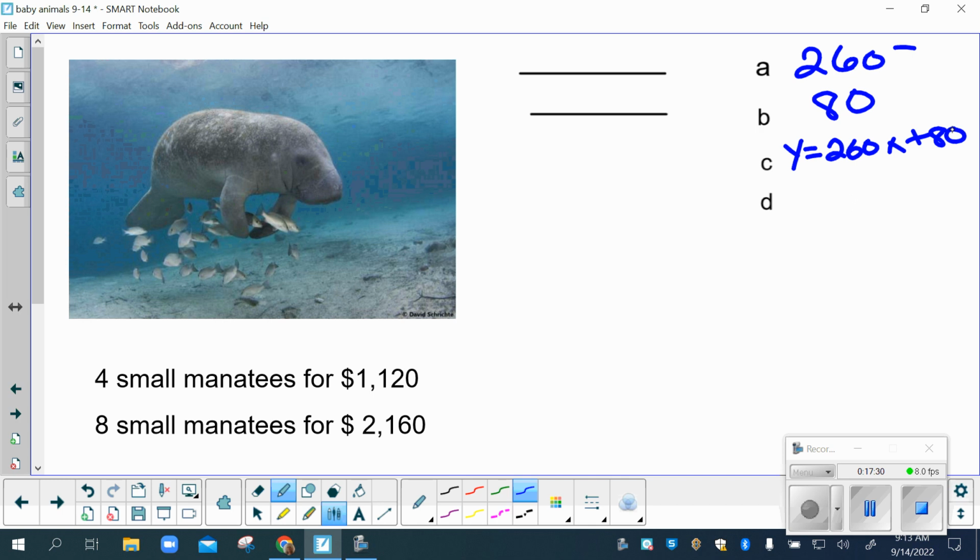And I didn't do the 15. Did someone get 15? What's our 15? How much? $3,980 if you want a bunch of manatees. And why wouldn't you? Manatees are adorable.